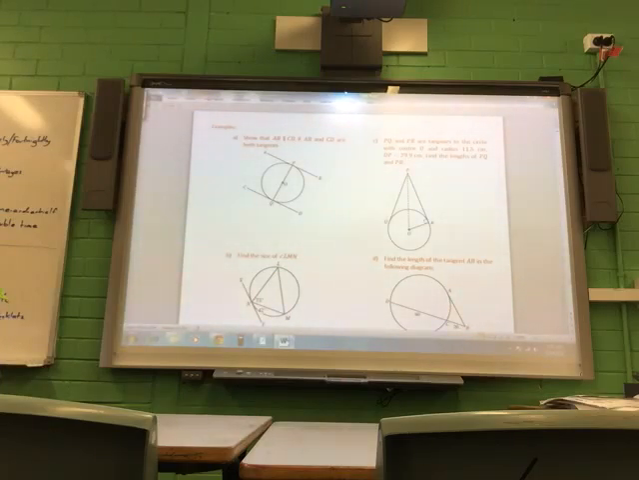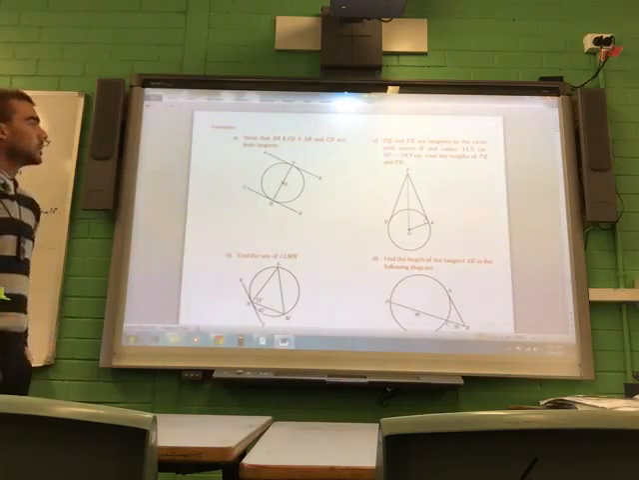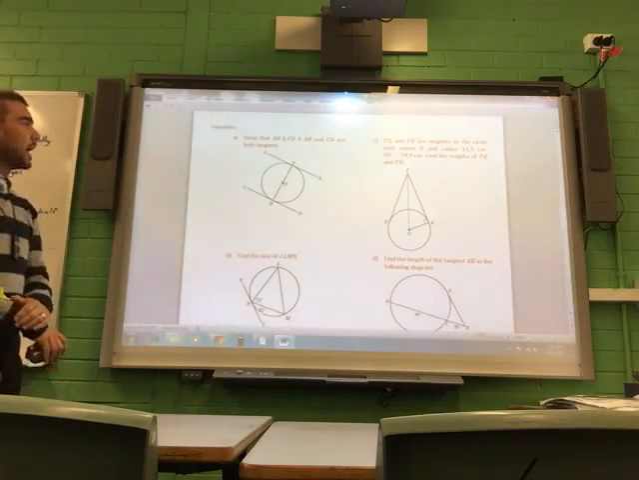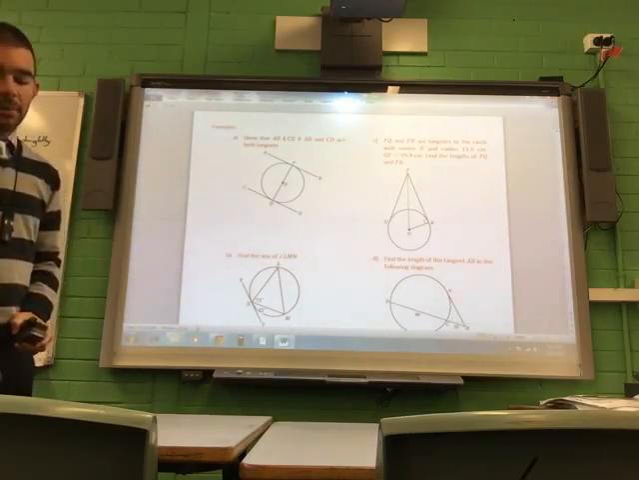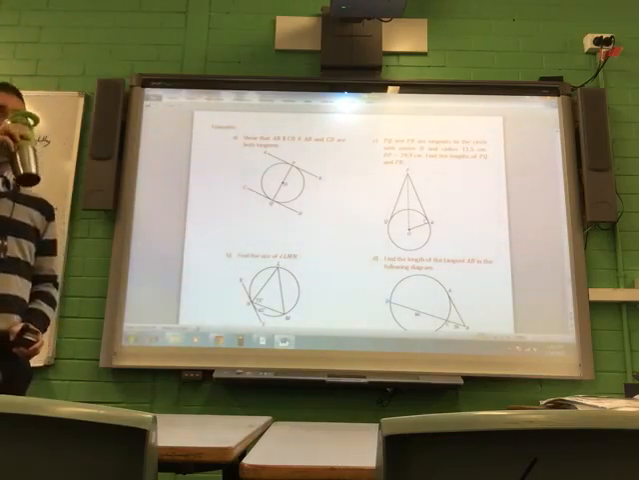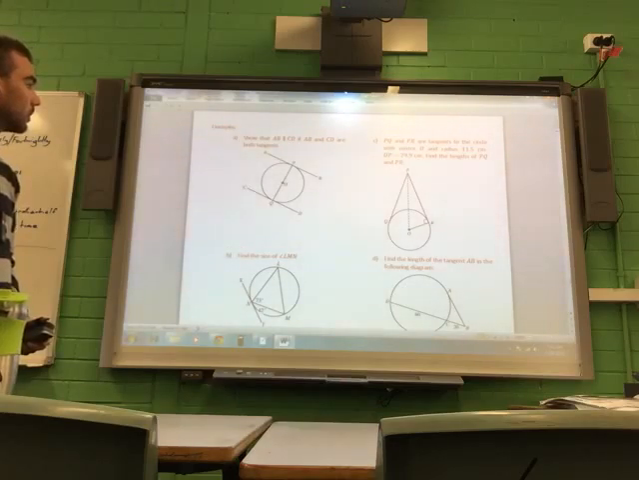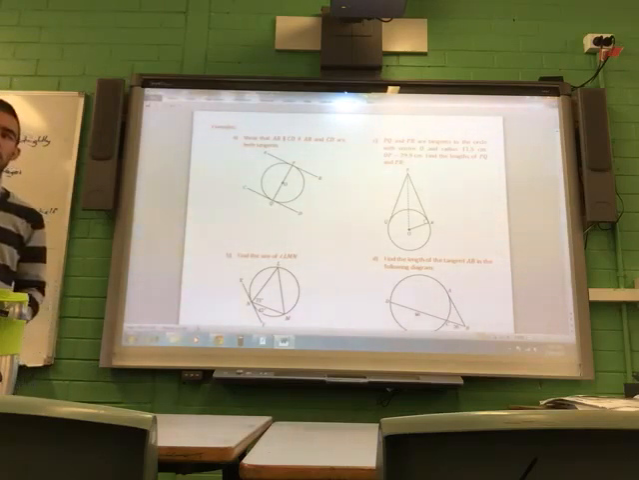Right, question A. We need to show that the line AB is parallel to CD if AB and CD are both tangents. So we need to show those two lines are parallel. How can I do that? POQ is a straight line and they're perpendicular. Yep, so we've got perpendicular lines there, so we've got some right angles involved. How am I going to use those right angles to show that those two lines are parallel?